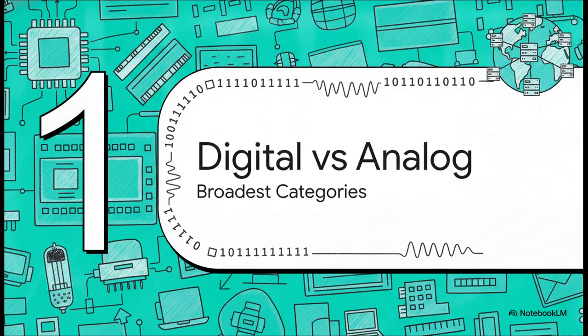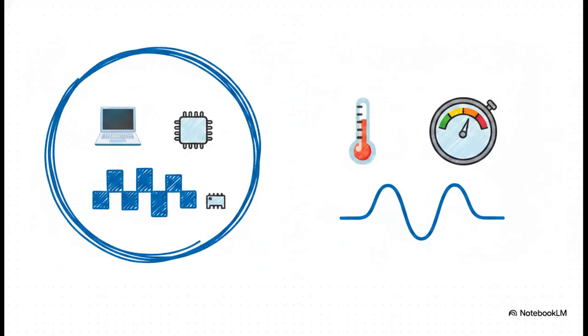Section 1. Digital versus analog computers. Okay, let's start with the broadest categories of computing. You've got digital on one side and analog on the other. The digital computer, which is almost certainly what you're using to watch this explainer, works with discrete data. We're talking strictly zeros and ones. It relies heavily on memory units, and because of that binary nature, it's highly accurate.